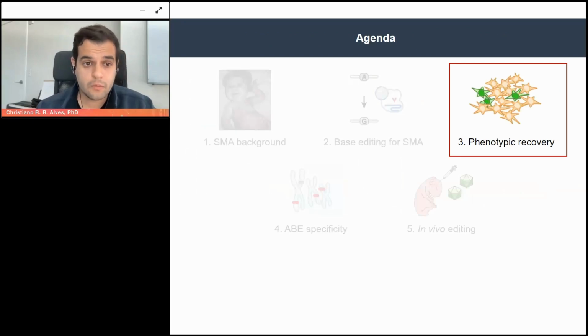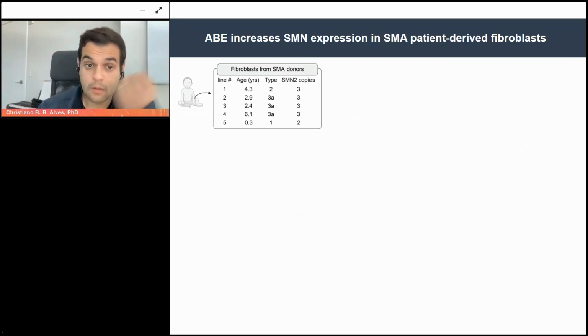Okay, so I hope to convince you that we can now develop tools that can precisely do that editing in human cells. But the question is, can we do this in the disease context, in cells derived from patients? That's the idea of this next topic. To do that, we first collected skin biopsies from five different patients at the hospital. Those are all well-characterized SMA patients. They donated these skin biopsies so we could isolate the fibroblasts. Those are cells that have the patient genome, and we can grow them in cell culture, do transfections, and edit those cells in culture.